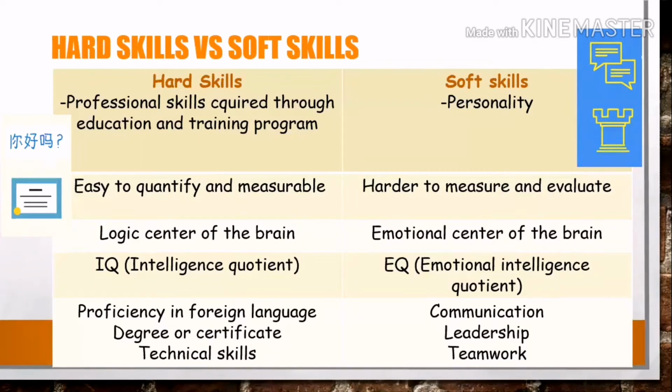Hard skills are the logic center of the brain, whereas soft skills are the emotional center of the brain. Hard skills are more of IQ, which is intelligence quotient. Soft skills are EQ, which is emotional intelligence quotient. Hard skills also include proficiency in a foreign language, a degree or certificate, and technical skills. Soft skills are more of communication, leadership, and teamwork.